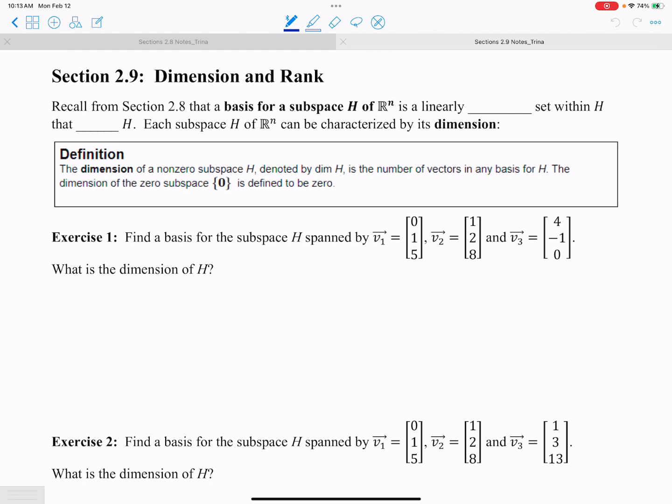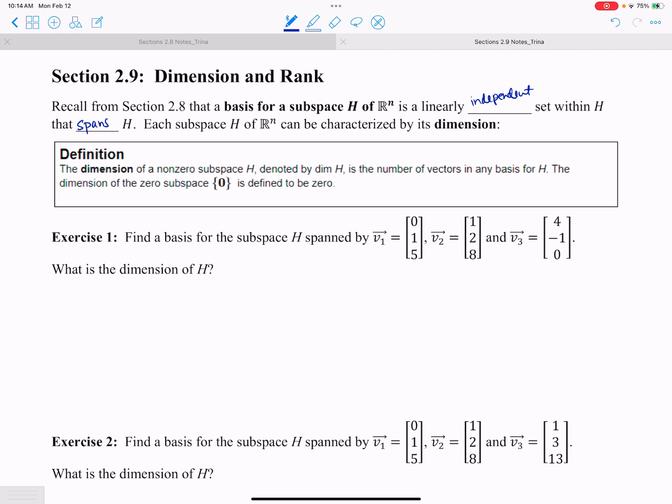This section is about dimension and rank. So let's recall from the previous section that a basis for a subspace of Rn is a linearly independent set within H that spans H. So again, a basis is a set of vectors that is linearly independent and spans. And each subspace H of Rn can be characterized by its dimension. So the dimension is just defined to be the number of elements in your basis set.